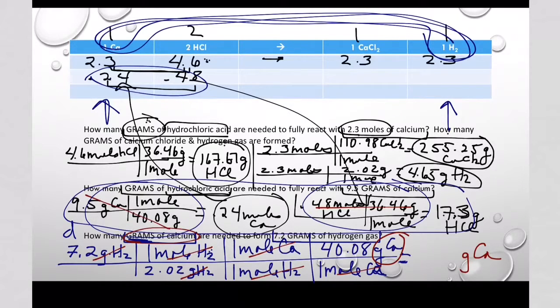So now we just have to do the math. Remember, each one of the vertical lines is a multiply line, so we're going to multiply the entire top: 7.2 times 1 times 1 times 40.08. And the line in the middle, the cancellation line, means divide. So you divide by what's on the bottom, which, because of the ones, is just 2.02. When you multiply the entire top and divide by the bottom, you should get 142.9 grams of calcium. That's how much calcium you would need in order to make 7.2 grams of hydrogen.